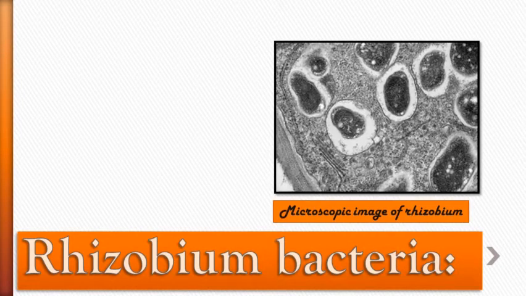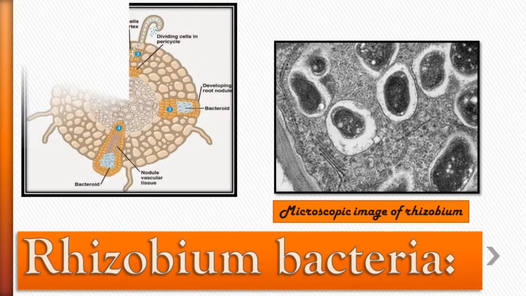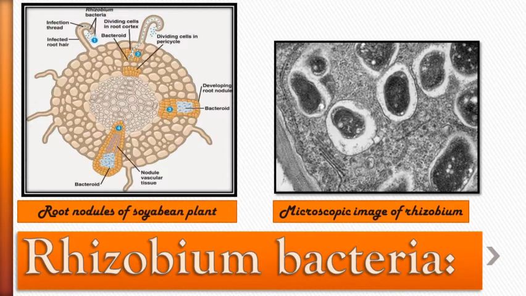So this is a microscopic image of the Rhizobium. That means if we observe the root nodule in which this Rhizobium bacteria is present under the microscope, we can observe this type of microscopic image of a bacteria, right? Now here we have another picture of root nodules of soyabean plant. So soyabean plant is a host. That means in this plant's root the Rhizobium bacteria are grown, right?